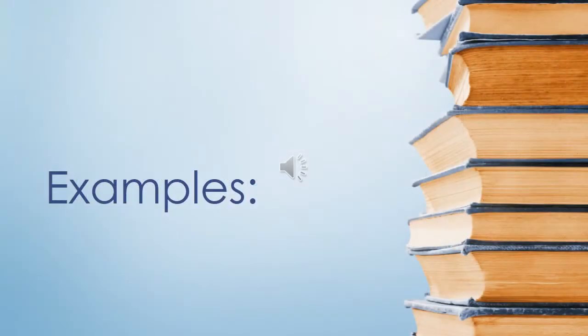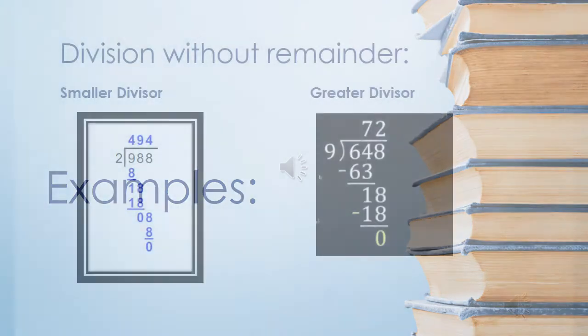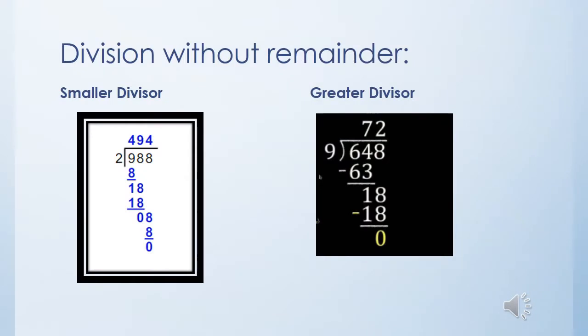Now the examples of the 3-digit numbers with remainders and without remainders. Now the division without remainder. On your screen there are two examples. One example has a smaller divisor and the second example has a greater divisor. Now move towards the first example.